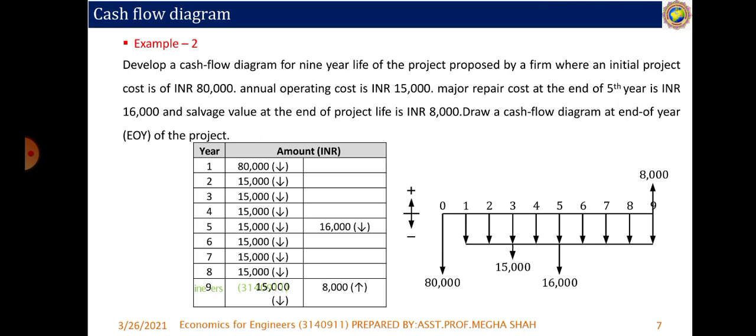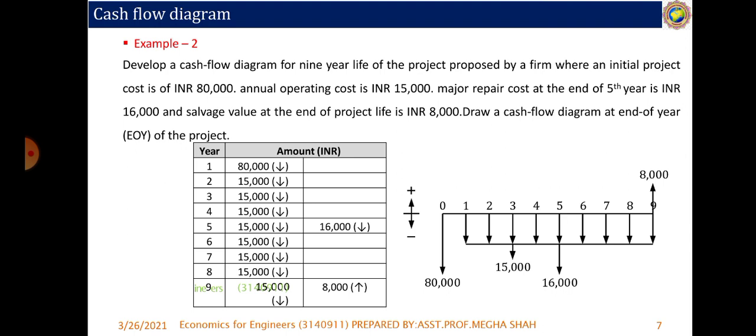Now next is the major cost. Major repair cost at the end of the 5th year is 16,000 rupees. So that is also our expense. The repairing is done at the 5th year, so that is written in the third column, 16,000 rupees with a down arrow, which is our expense. Salvage value is our income, so that is written at the end of project life, means at the end of the 9th year, in the third column last cell, 8,000 rupees.